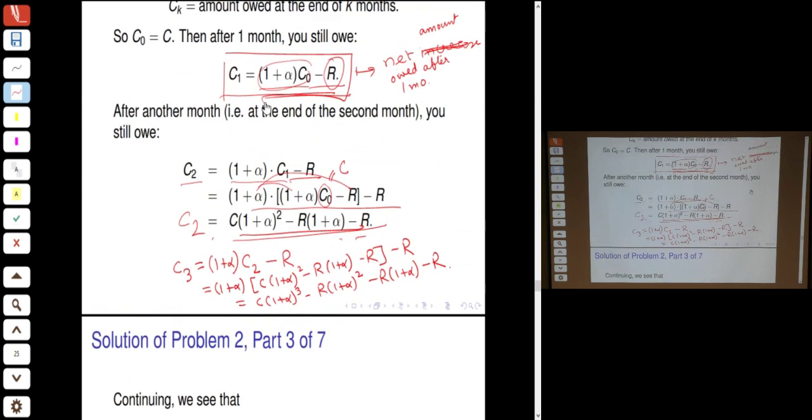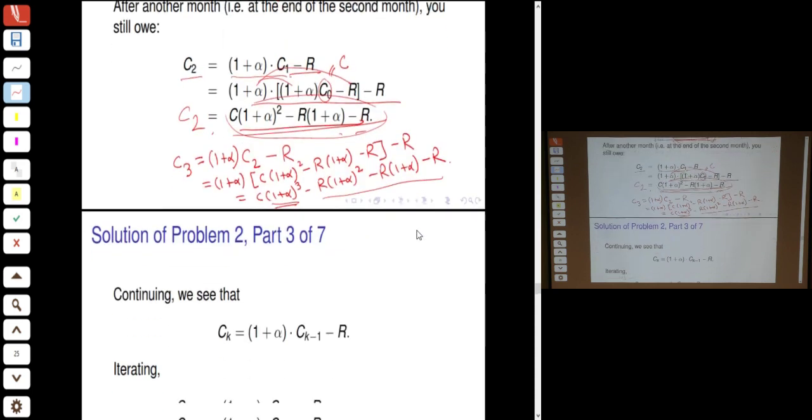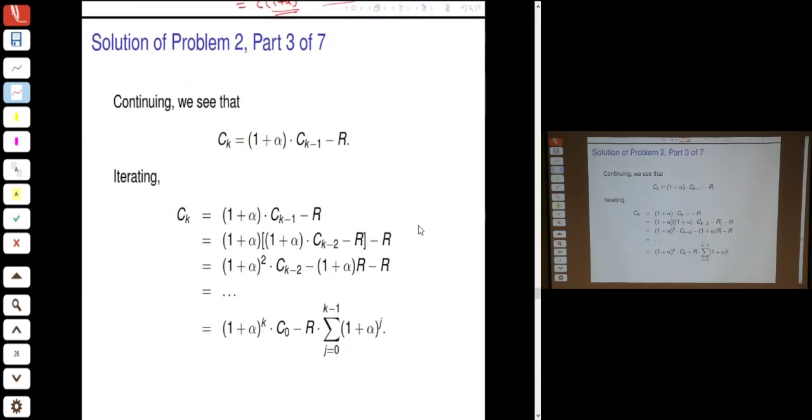So first time it was 1 plus alpha times C minus R. Second time it's 1 plus alpha squared times C, minus R times 1 plus alpha, minus R. Third time the power of alpha adjacent to C has increased and you get these additional terms. So generally you start the kth month with amount Ck minus 1. Because of the monthly interest rate, it increases by a factor of 1 plus alpha, but your net amount payable to the bank is reduced because of your monthly payment at the end of the month, which is R.